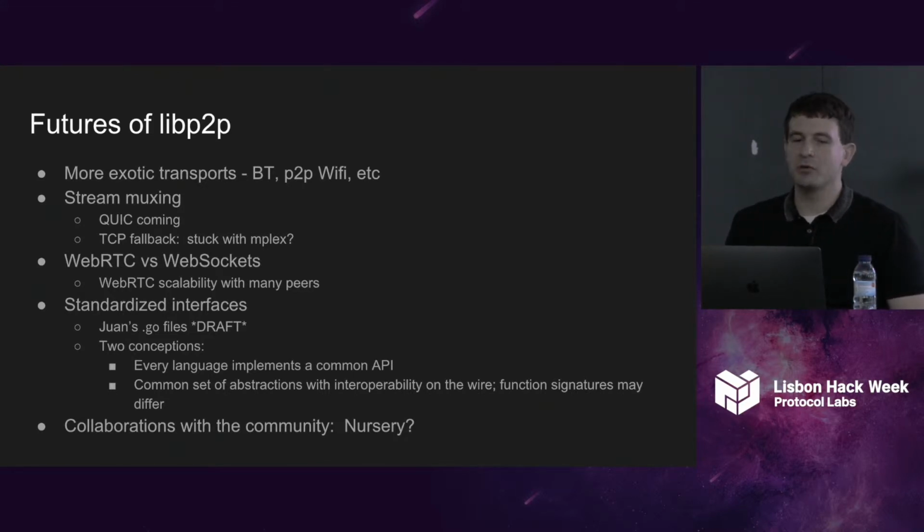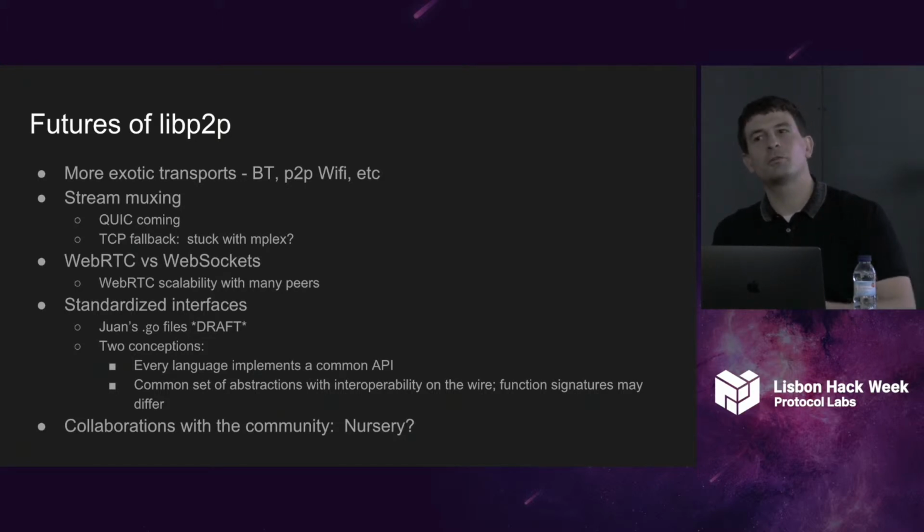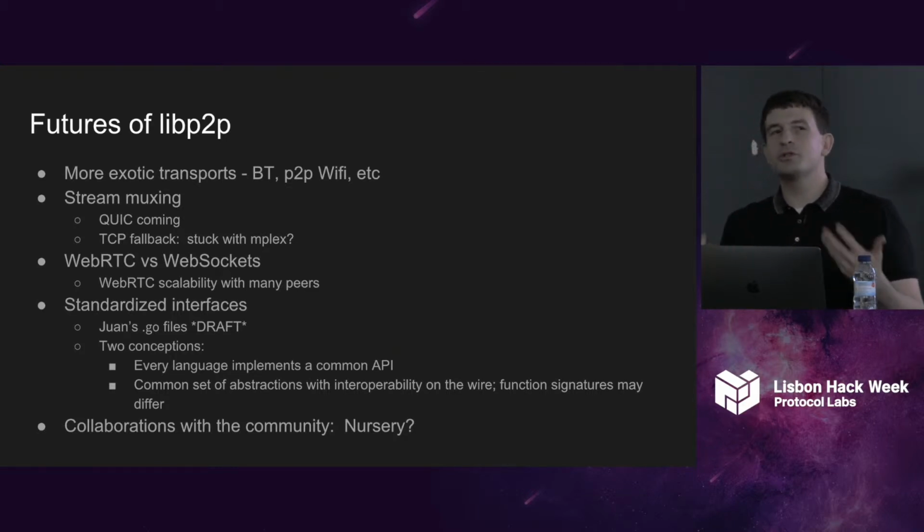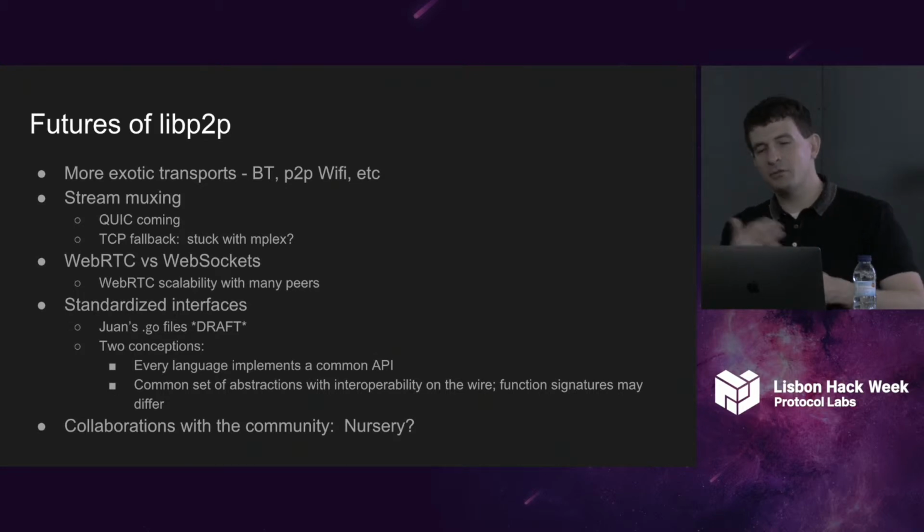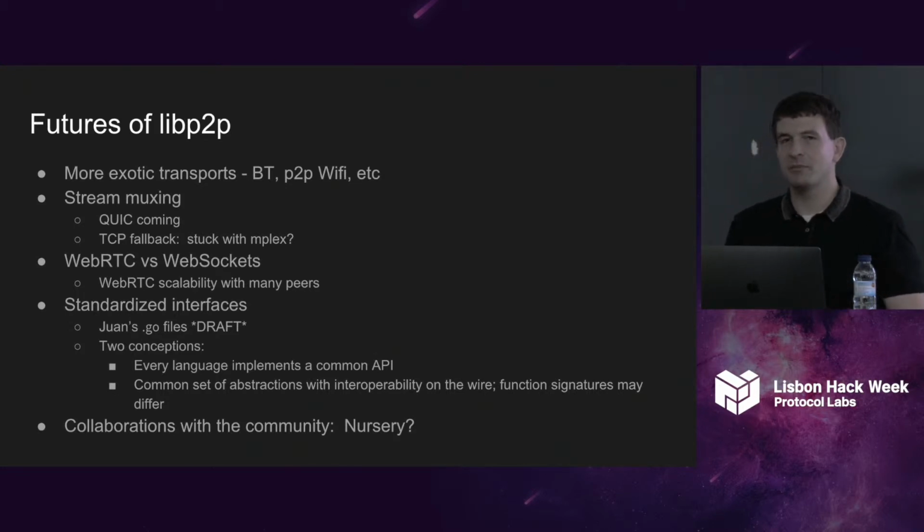The stream muxing, I won't cover it again. Basically, we're going to try to land QUIC soon, hopefully in the next couple of months. That's a UDP-based protocol that would solve a lot of our problems with having too many TCP connections, but we're always going to need a TCP fallback. That was where the discussion about Mplex, Speedy, and HTTP2 came in, and again, I'll summarize that in a GitHub issue, so I won't go into it here.